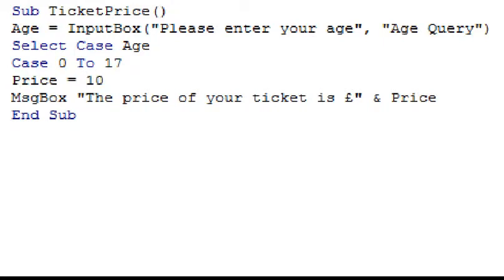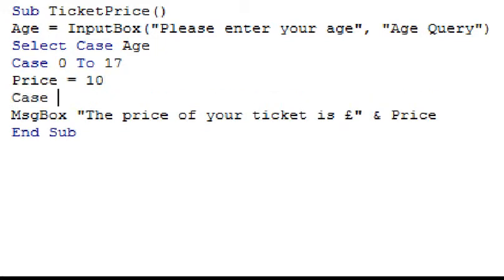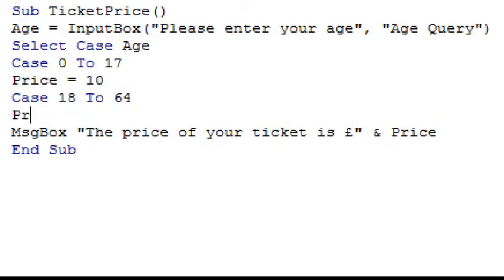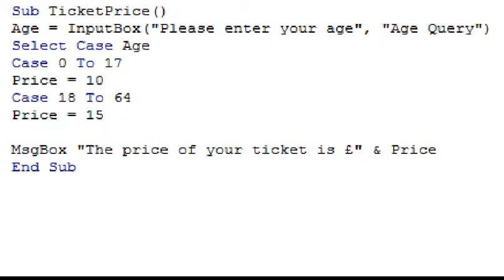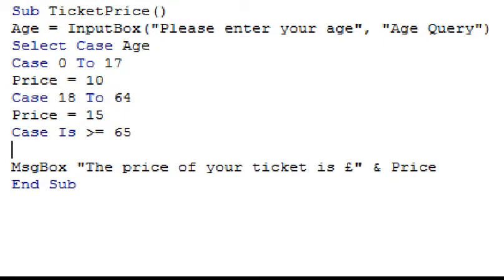Now, I'm going to do exactly the same for our next age group. So, on the next line, I'm going to type in Case 18 to 64, and then below it, price = 15. Finally, on the next line, I'm going to type in Case >= 65, and then press enter. You'll notice it's automatically changed Case to Case Is, as this is technically the correct way of using this statement. We're not using a range as we did in the first two examples.